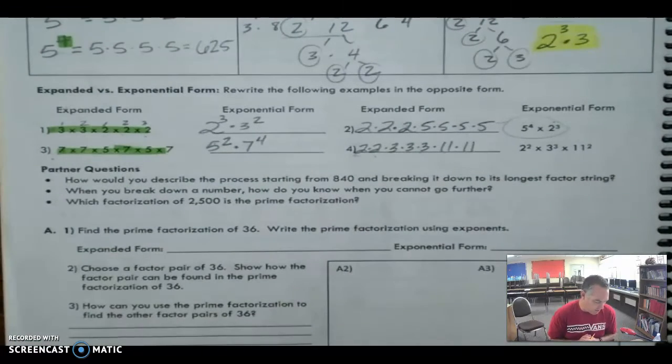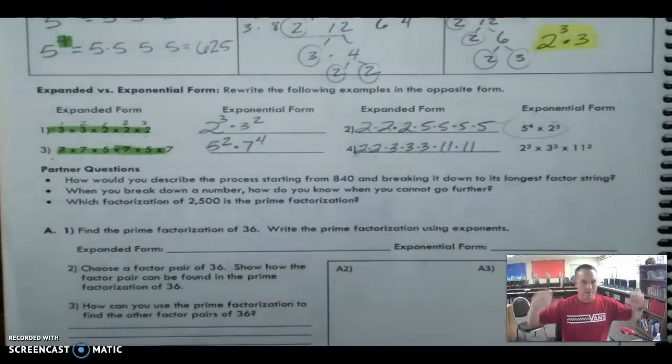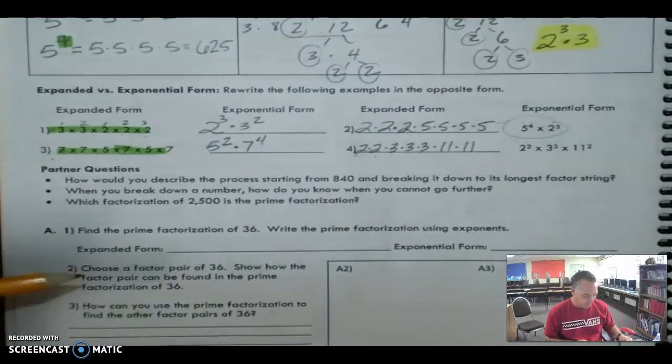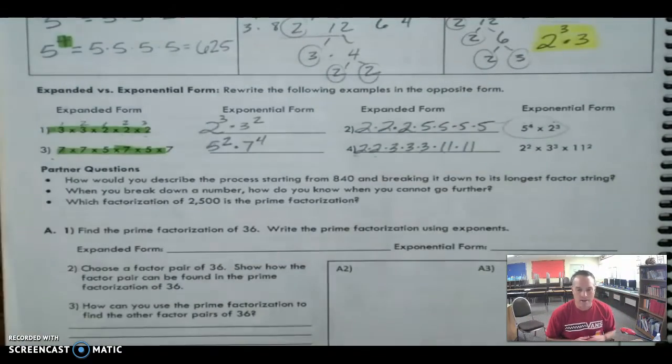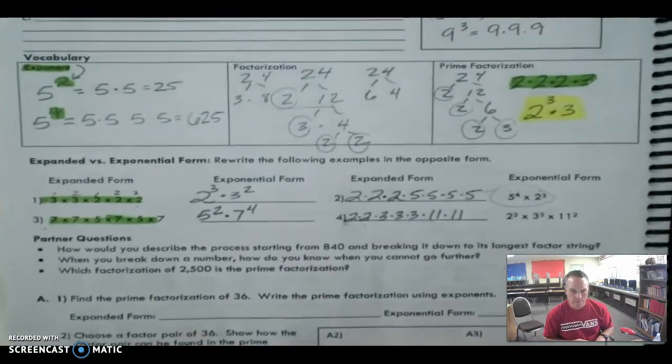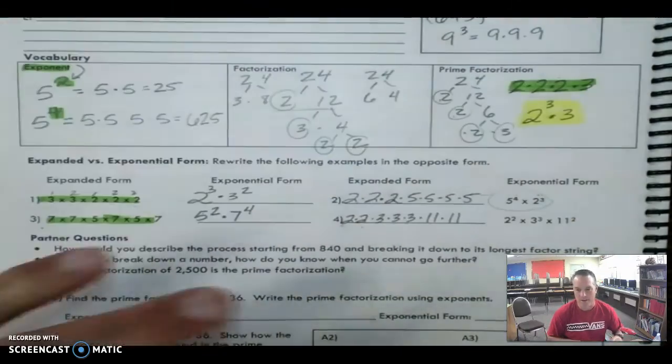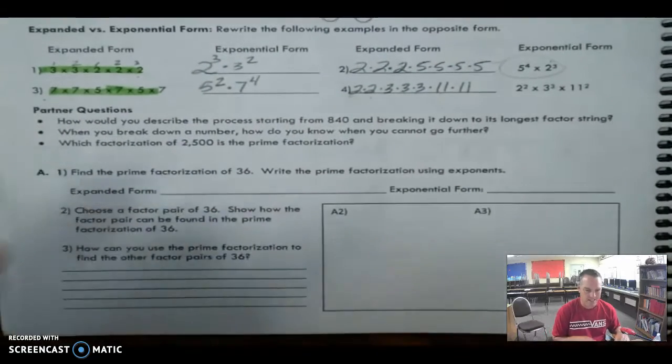How would you describe the process of breaking down starting at 840? Well, for most of you guys, you thought of two numbers that made 840. Maybe it was 84 and 10, or maybe it was 42 and 20. Maybe it was 2 times 420. Whatever it was, we broke it down. That's factoring down. That's factorization of 840. When you break down a number, how do you know that you cannot go any further? Well, when we get to the prime numbers, okay? That's how we know we cannot go any further. Prime numbers are at their smallest state.